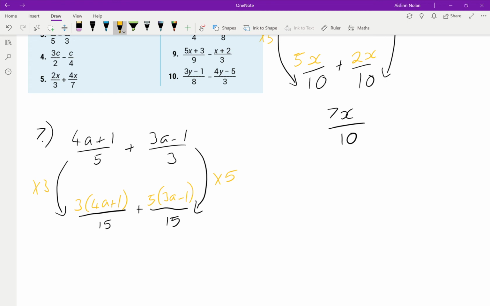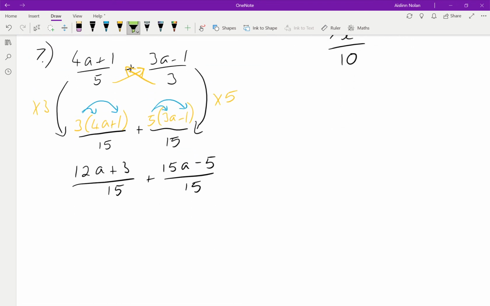If there's only two fractions, you can do what we call cross multiply and just swap the two numbers there. It doesn't work if there's more than two fractions, but for these few questions it will work. So we then need to multiply out our brackets, 3 by 4a and 3 by 1, 5 by 3a and 5 by minus 1. So 3 by 4a is 12a and 3 by 1 is 3. 5 by 3a is 15a and 5 by minus 1 is minus 5.